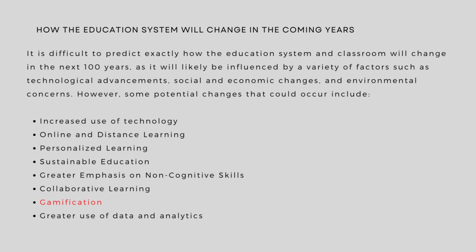Some of the potential changes that can occur during this time are the increased use of technology, online and distance learning, more personalized learning, and sustainable education. And one of the major factors that can happen in the education system is gamification. So today I'm going to introduce a simple game that can be played to make people more aware of how education can transform in the coming 100 years.